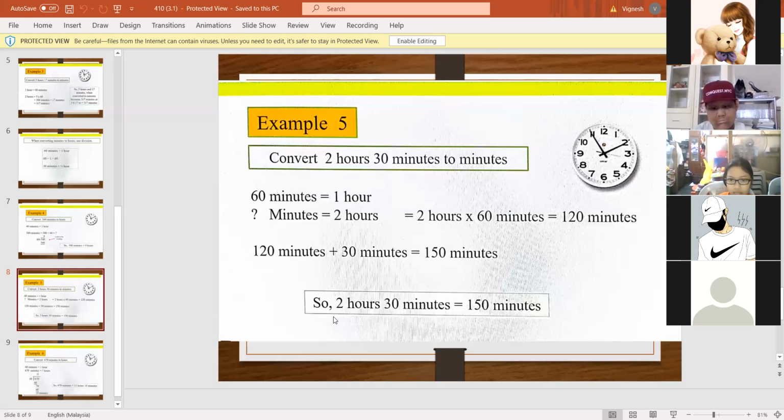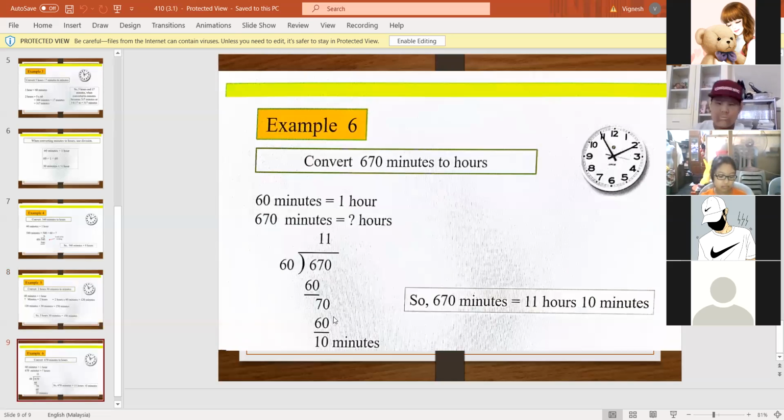Now 120 minutes, you need to add up with 30 more minutes there. Can you all see that? 2 hours, 30 minutes, if you add it up with 30 minutes, so 2 hours, 30 minutes is equal to how many minutes, class? 150 minutes. Okay, very good.